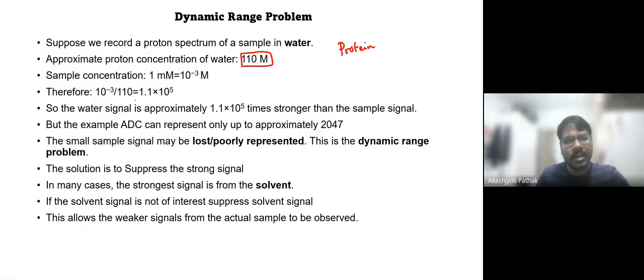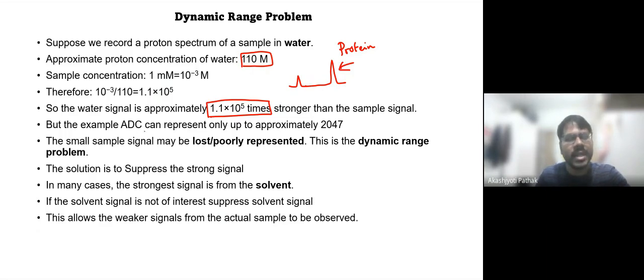So the sample is 1.1 into 10 to the power 5 times lower in concentration than the proton concentration of water. Because your signal from the sample is very small compared to the proton signal of the water, the water signal is approximately 1.1 into 10 to the power 5 times stronger than the sample signal. So you will not observe the sample signal, you will only observe the signal of the water protons. That is the dynamic range problem. So you have to suppress this water signal so that you can recover the signal from the sample.